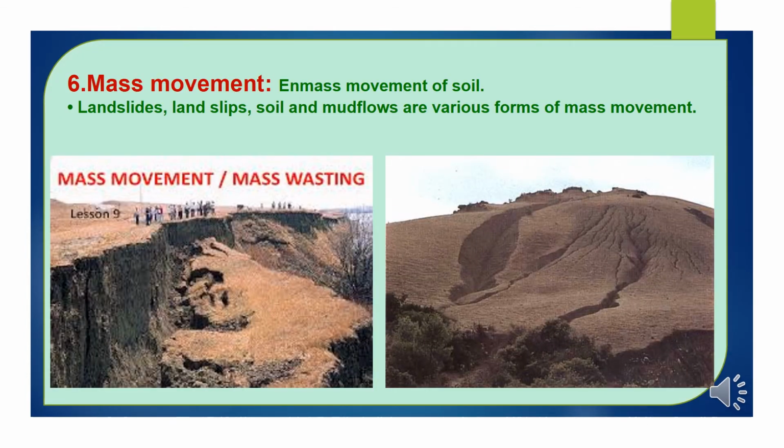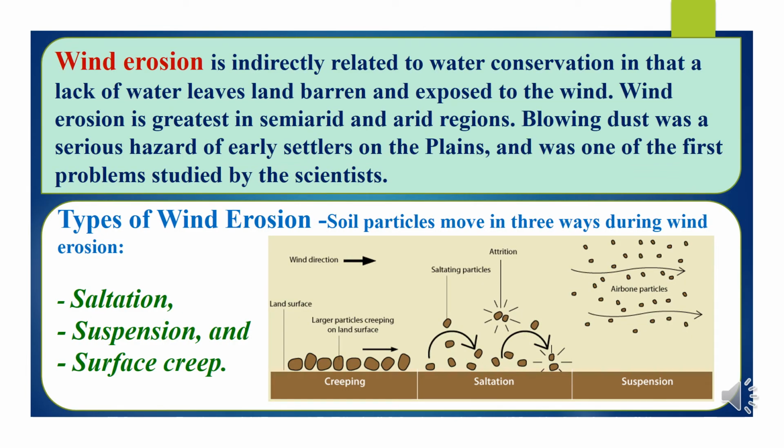Sixth type of water erosion is mass movement. This is the movement of soil in mass, caused by landslides, landslips, and soil and mud flow, which are various forms of mass movement. Now we will discuss wind erosion.